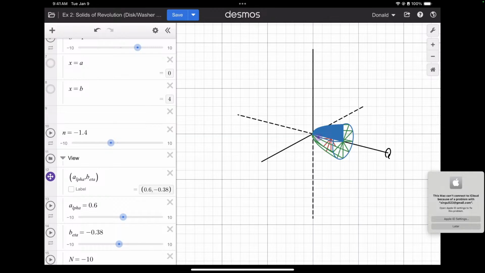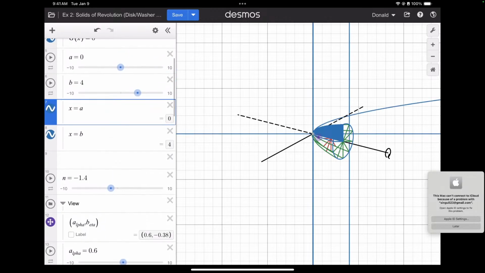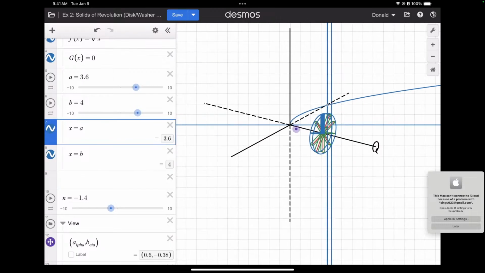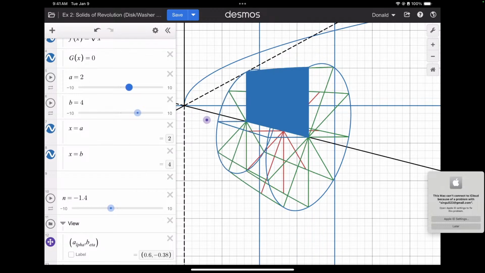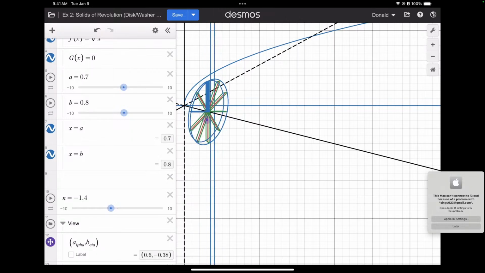Now, how do I see that? Let's just say I change this to just one slice. Let's say A is 3.9. So basically, it's going to form this disk, and this is a different disk throughout from 4 all the way to 0. Because if you go from 0 to, let's say, 0.4, this disk is going to be a little bit smaller. Does that make sense?